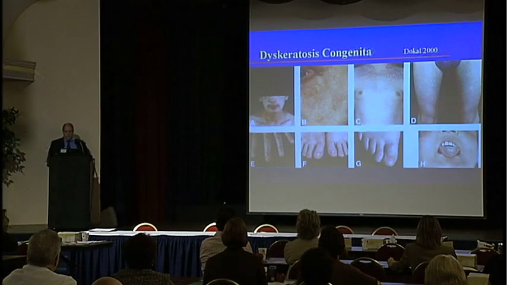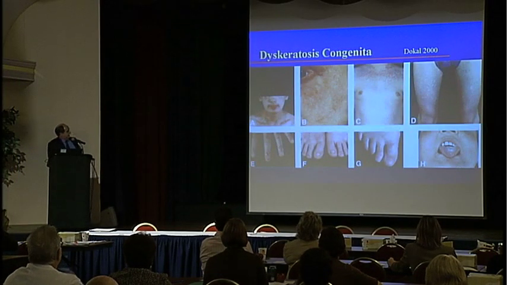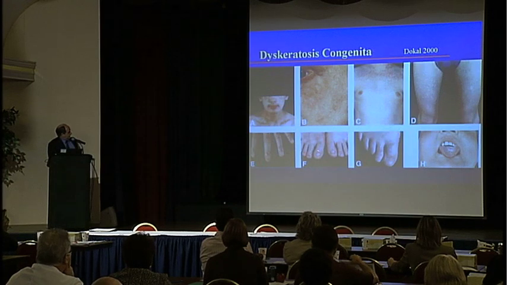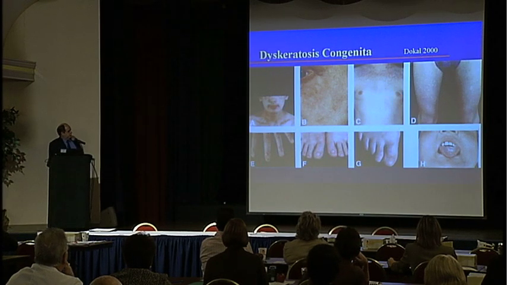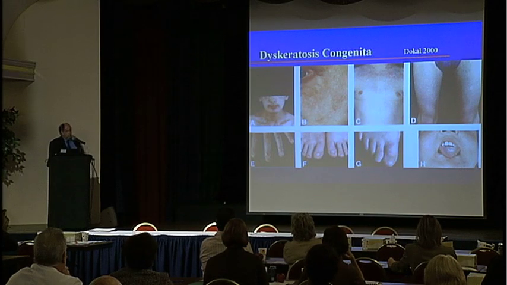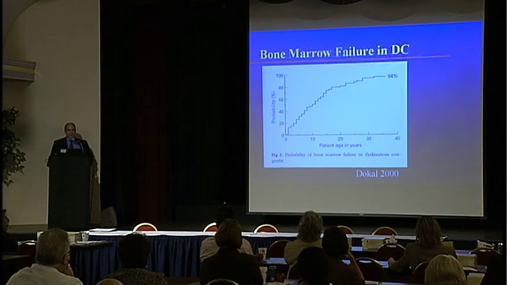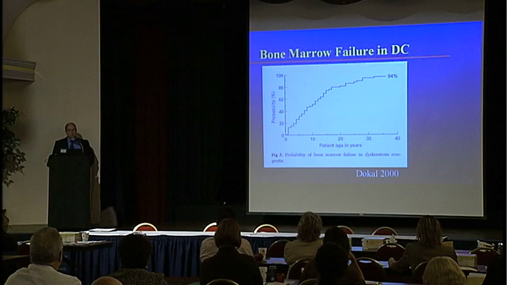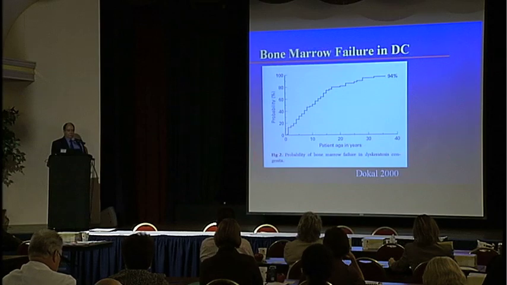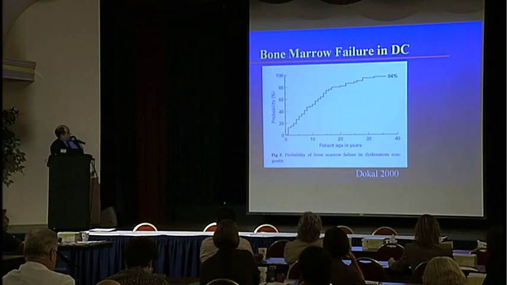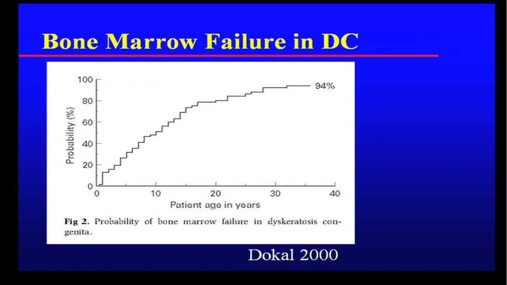Here's from Dr. Dokal in 2000, some of the skin rash. I'm afraid it doesn't project very well, but you can see the missing or malformed nails and the leukoplakia in the bottom right panel. So this was a very poorly understood disease. The most tragic consequence of it is that teenagers develop bone marrow failure, so aplastic anemia or myelodysplastic syndrome develops, and this shows the probability of developing bone marrow failure by age in years. So you can see by age 20, 80% of the individuals have developed bone marrow failure in dyskeratosis congenita.